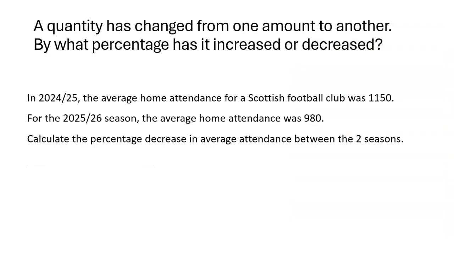Example here to show you isn't based on money at all. It's about attendance for a Scottish football club. Now, this quantity has changed from previous season to this season. So the 24-25 season, the average attendance was 1150. 25-26, the average attendance has dropped to 980. The whole scenario is based around the question: calculate the percentage decrease in average attendance between the two seasons.